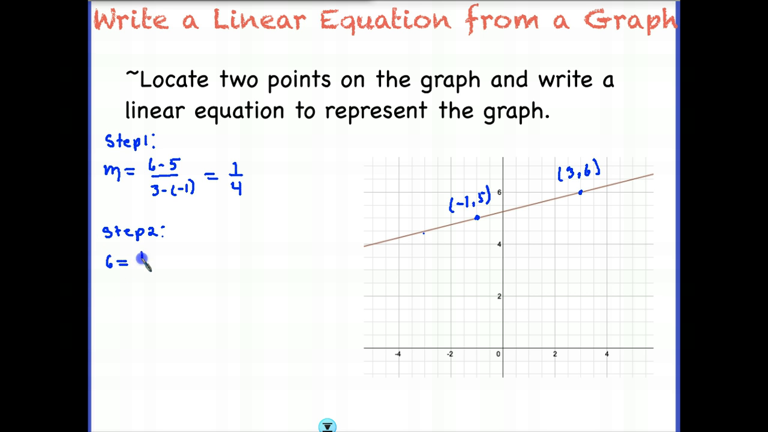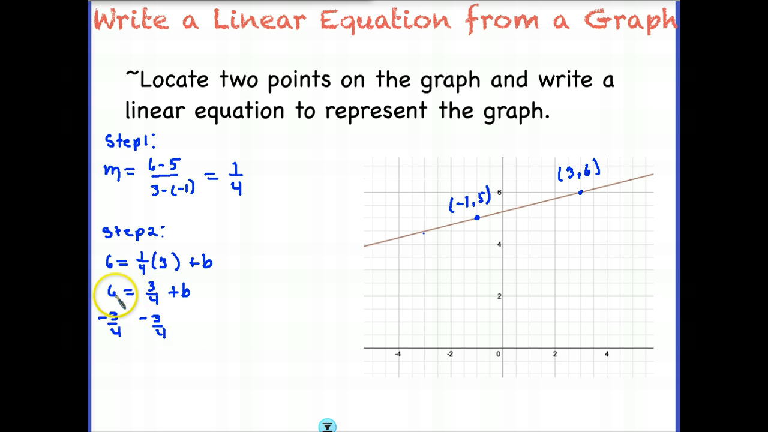Y equals m, which is 1/4. X is 3. Y equals mx plus b is what we're trying to find. We'll simplify. 3 times 1/4 is 3/4 plus b. Okay, now the dreaded fraction. But as you work through these, you'll get better and better.